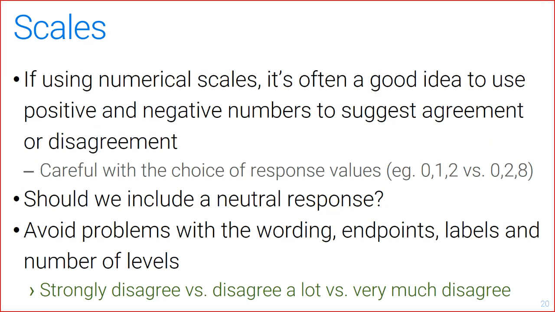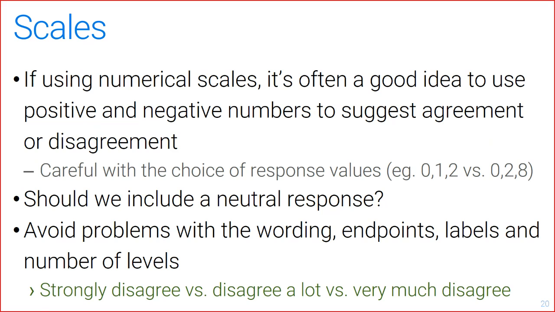And if you use numerical scales, it's often a good idea to use positive and negative numbers to suggest agreement or disagreement. So for example, instead of saying disagree is 1 and agree is 2, you could say -1 and 1 to have this connotation that negative means something, well, negative, something bad, and the positive number is something good.